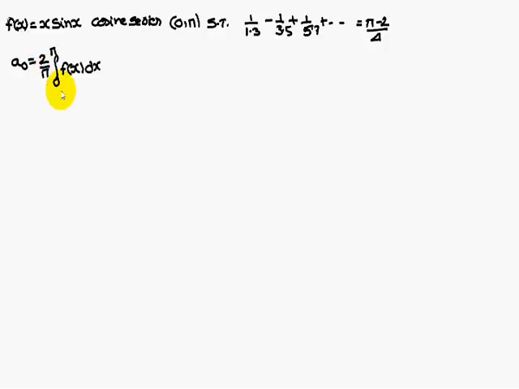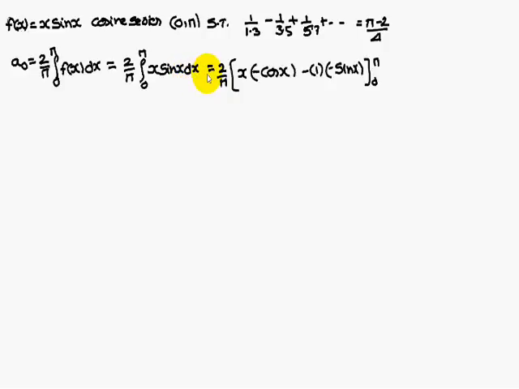a0 is equal to 2 by pi integral 0 to pi f of x dx. F of x stands for x sin x, that is equal to 2 by pi integral 0 to pi x sin x dx. 2 by pi integration of this one: x into sin x integration, minus cos x, minus x differentiation 1, minus, as usual cos x integration is sin x, between the limit 0 to pi.